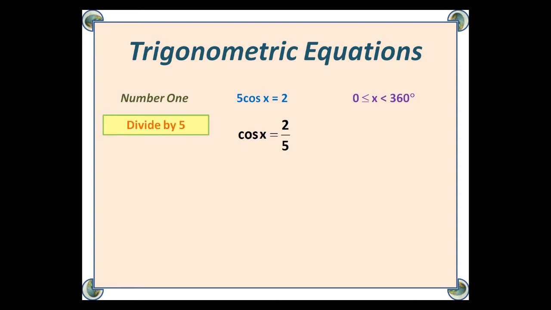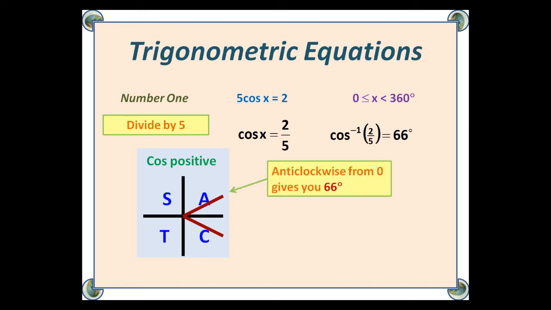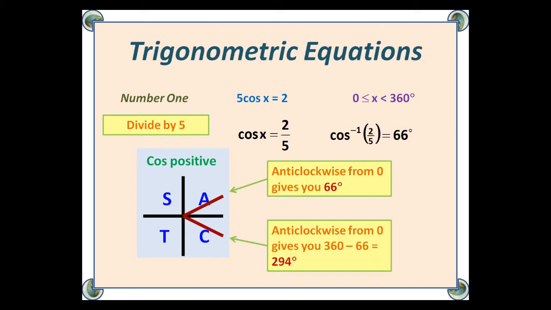First of all, we've got to divide it by 5, so that gives us cos x equals 2/5, and since cos is positive, we'll be looking at the A and the C regions. The inverse cos of 2/5 is 66 degrees to the nearest whole number, so we'll be labelling 66 degrees in the A region to the x-axis, and the same in the C region, where cos is positive. Always starting anti-clockwise from 0, we go round, and obviously the first answer is just 66 degrees, but the second answer is 360 minus 66, or 294 degrees.